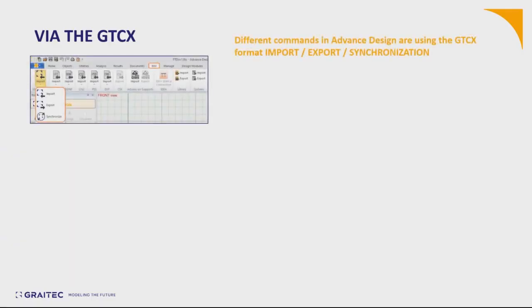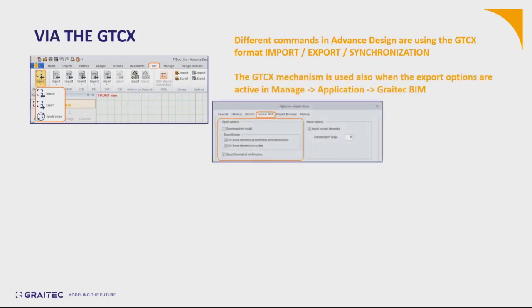So via the GTCX, we have import, export and synchronization inside advanced design under the ribbon. Also, we have some particular options for the GTCX. It means that we can transfer forces or theoretical reinforcement if needed, or mesh. We can export the analytical model, or only the geometrical part, or also the results in case we want. So as I said before, it can hold a lot of information, the GTCX.